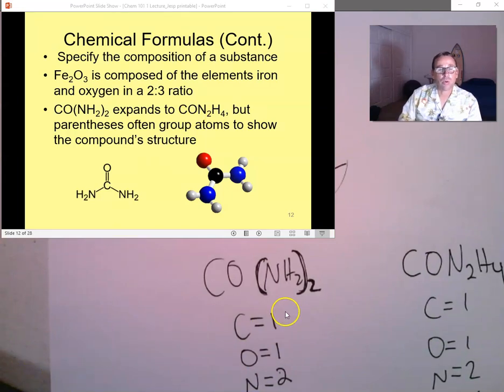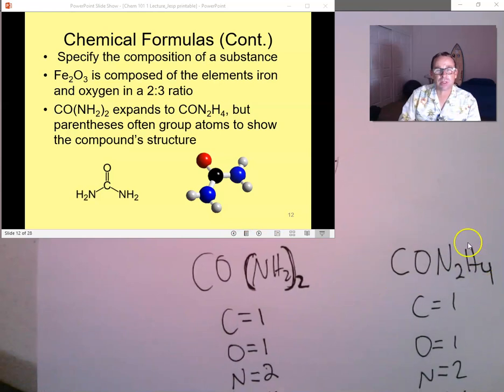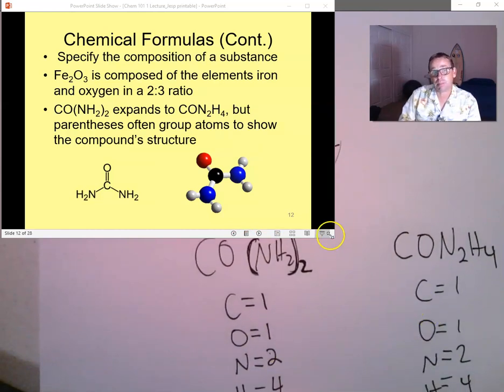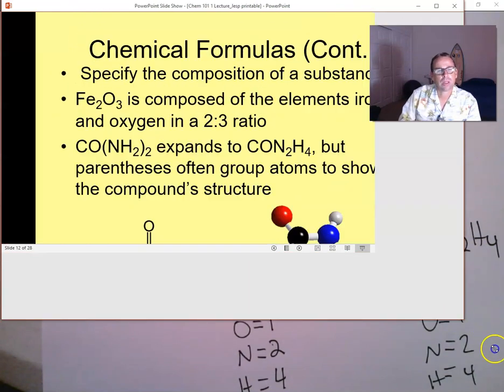Just because the chemical formula might be written slightly differently, we don't want to be confused into thinking that they might be different compounds. They could be the same compound. You can't necessarily tell simply by the chemical formula always.